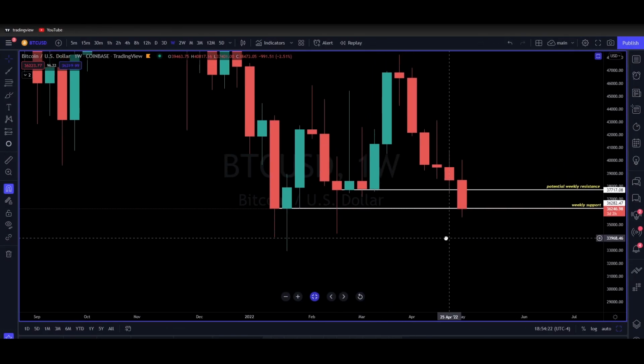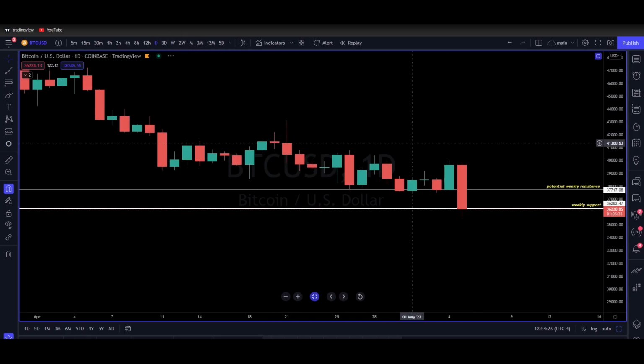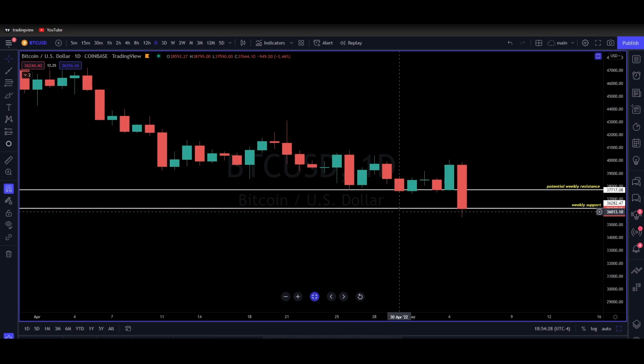All right, so here we're going to use Bitcoin in this example. We got a big breakdown today, and you can see that we are currently testing support. If you don't know what support and resistance is, please go look at the video that I titled Support and Resistance, as that'll help you get to this part of the understanding. You can see that we are testing weekly support.